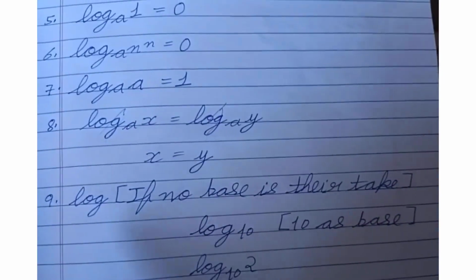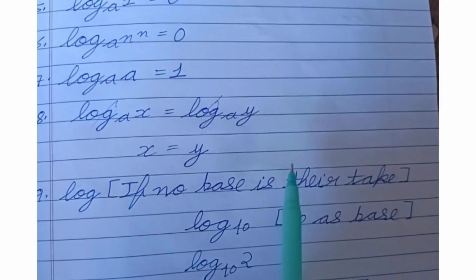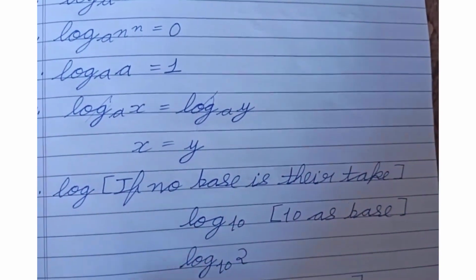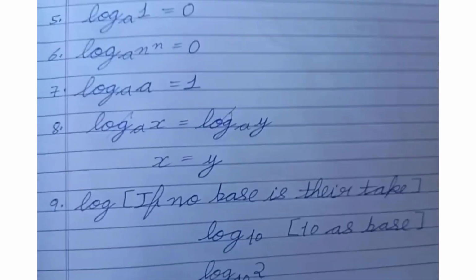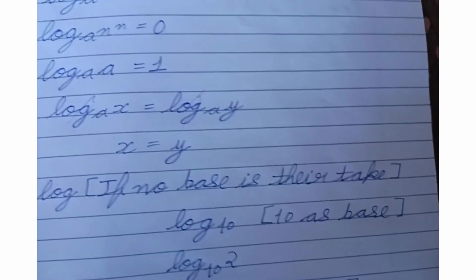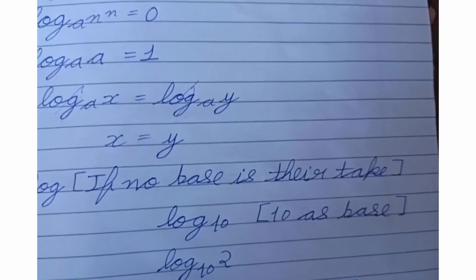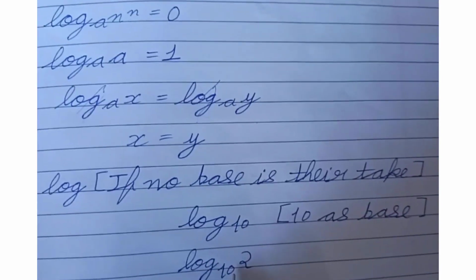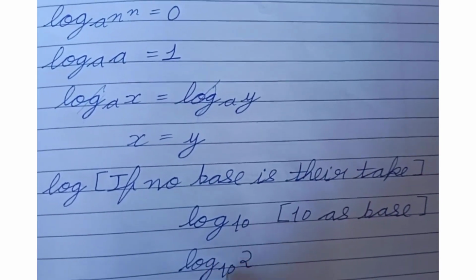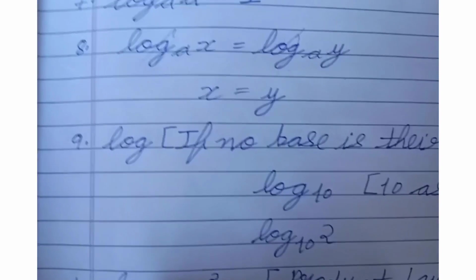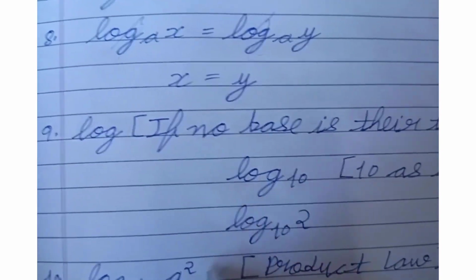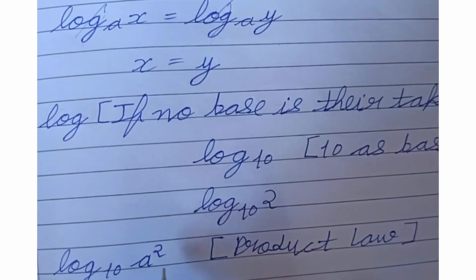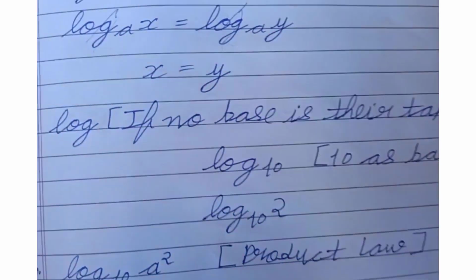Ninth is important, log. If no base is there, take log tan as a base. If there is no base given, only log is given, we take log tan and tan as a base. If log 2 is given, we take log tan 2. If log tan a square, this is called the product law. If we take the square, a square.